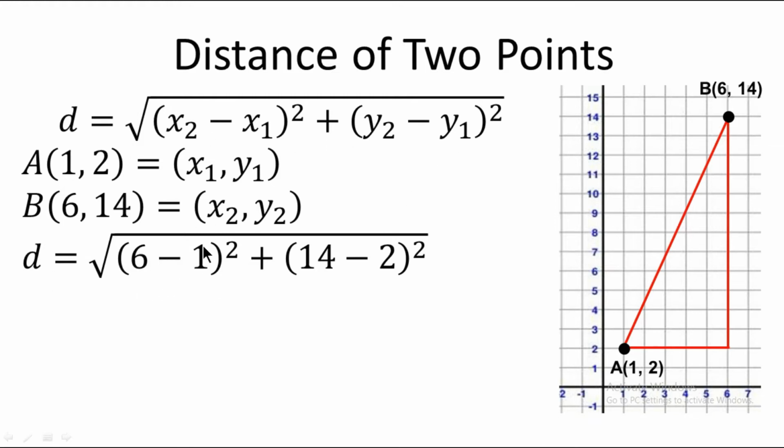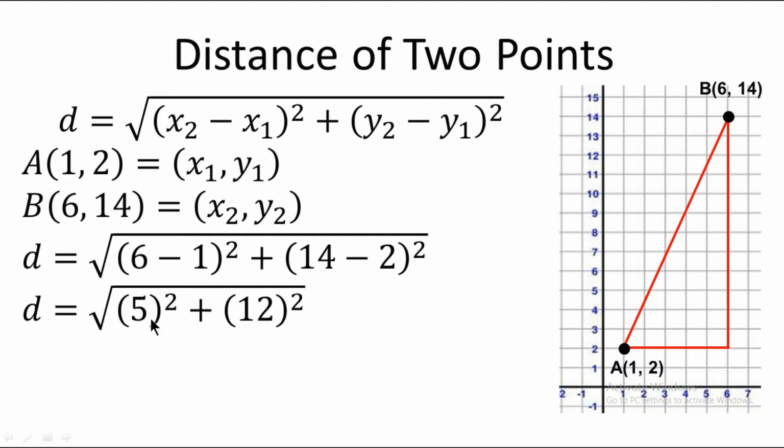So 6 minus 1 comes from x2 minus x1. x2 equal to 6, x1 equal to 1. Square root of (6 minus 1) squared plus (14 minus 2) squared. 14 is y2, and then minus y1, y1 is 2. So the distance equals the square root of 5 squared plus 12 squared. It is equal to the square root of 169, or equal to 13.